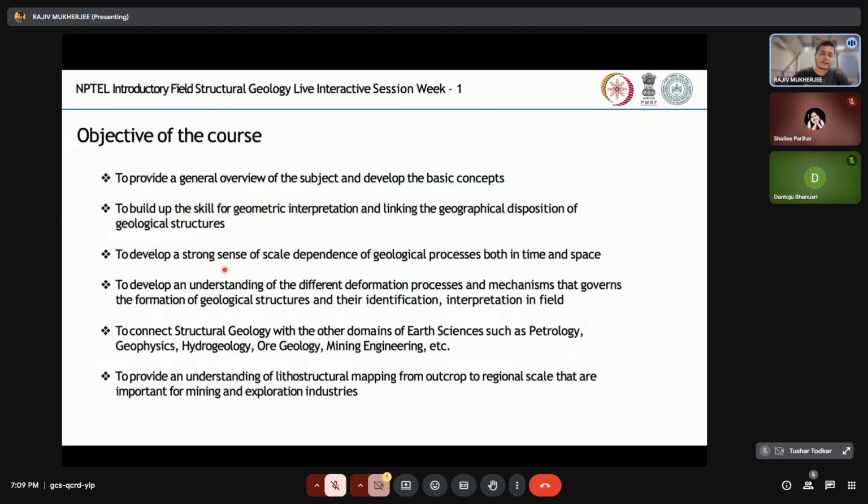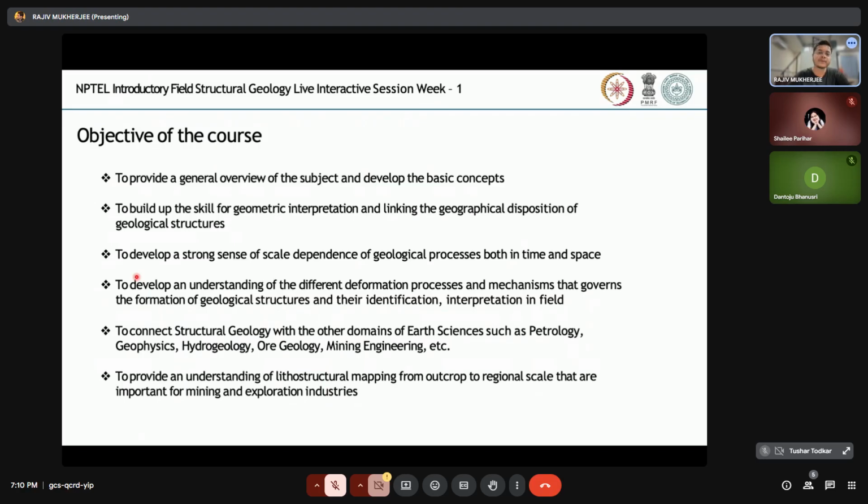Then it comes to developing an understanding of deformation processes and mechanisms that govern the formation of geological structures and their identification and interpretation in the field. That means you may see some lineations or foliations in some exposures in the field or the outcrops. But then your task as a field geologist will be to interpret the large scale structures based on the bits and pieces of information that you gather from each and every exposure in the field, and eventually you carry out the lithostructural mapping to interpret whether there is a fold or a fault or any kind of discontinuity within the region that you are studying.